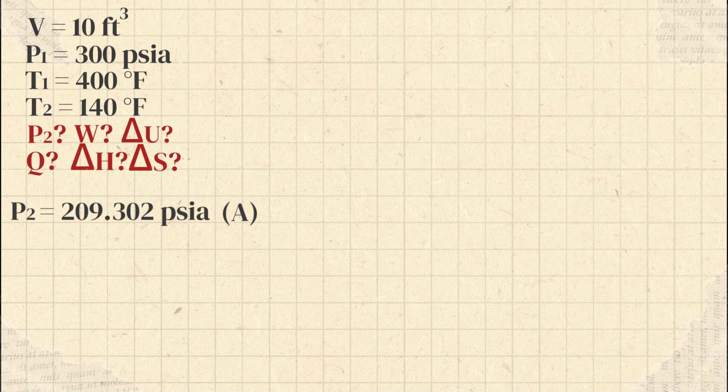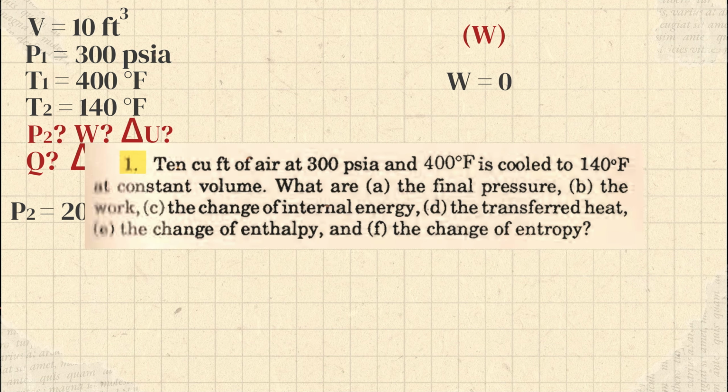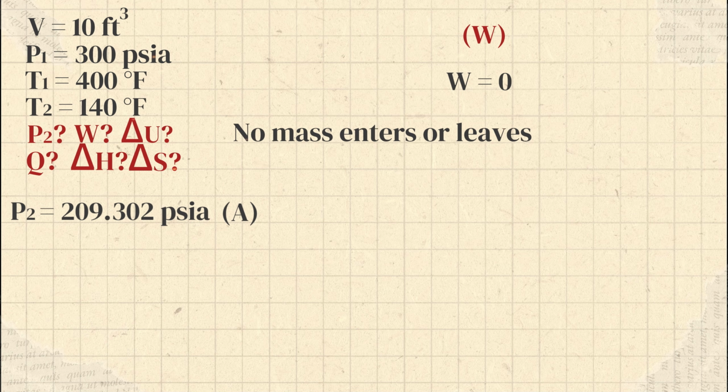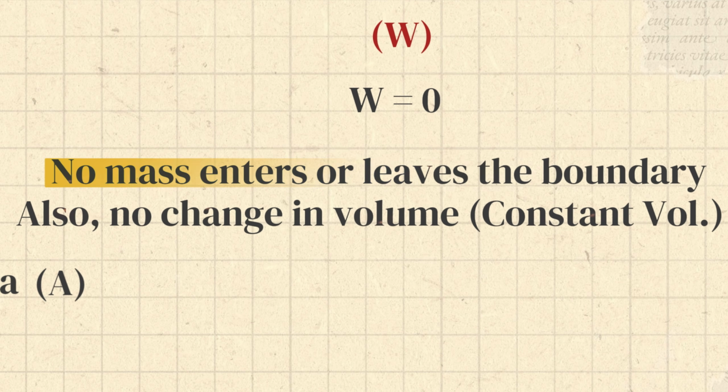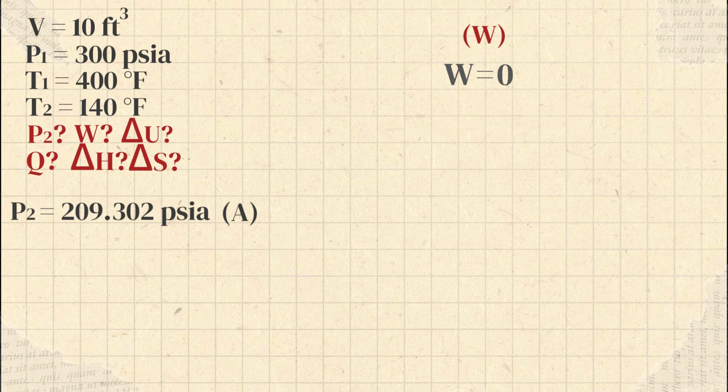Next natin hanapin is yung work. So, basically, ang work dito, 0. Bakit? Kasi nga, sa problem, yung air mo lang pinalamig, okay? So, walang nag-enter and walang nag-exit sa boundary. So, pag walang nag-enter or exit, ibig sabihin yung work mo is 0.